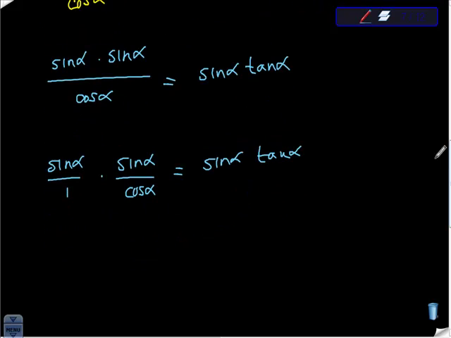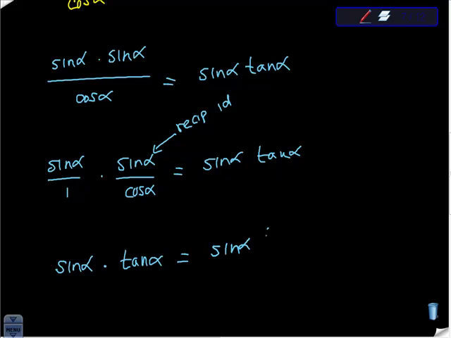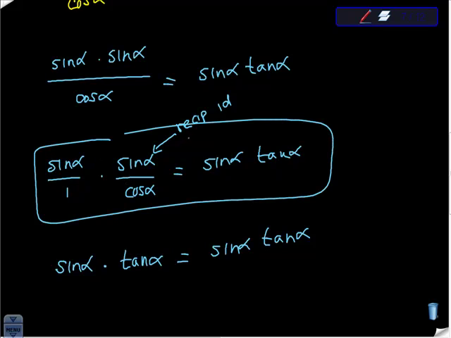If you want to look at it more, sine alpha over 1 is sine alpha. And this is a reciprocal identity, so recip ID. And sine over cosine is tan alpha, so it equals itself. You could actually have stopped right here. This is where you probably should have stopped and named this reciprocal identity, and that would be the foundation for your answer.